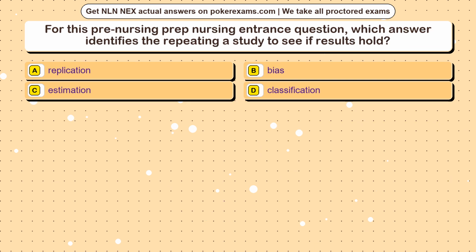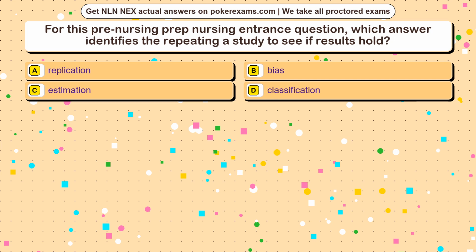Question 13. For this pre-nursing prep nursing entrance question, which answer identifies repeating a study to see if results hold? Option A, replication. Option B, bias. Option C, estimation. Option D, classification.